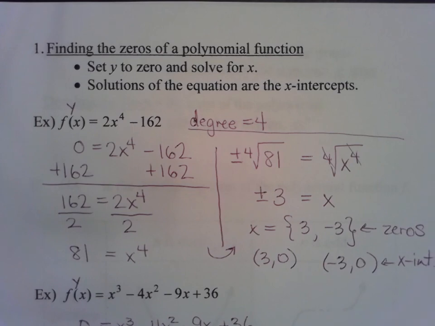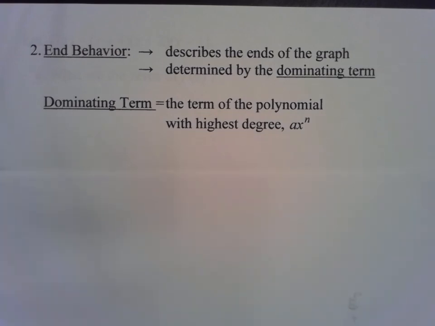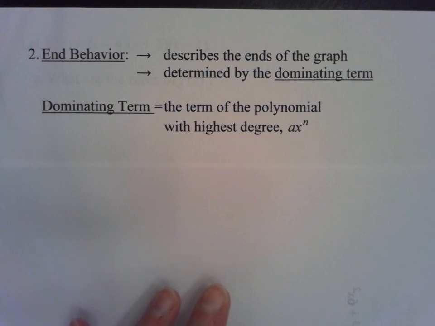All right, after we find the zeros, the next step is to talk about the end behavior. So the end behavior, like you could probably guess, describes the ends of the graph. So these squiggles, their ends go to either positive infinity or negative infinity. And there are two ends. So two ends, two choices, either going up or going down, okay? So we're going to look at all the different possibilities and show you what it's determined by.